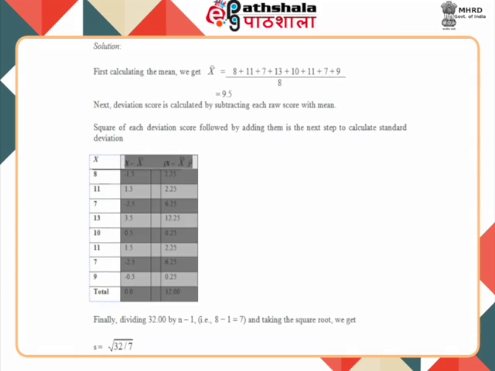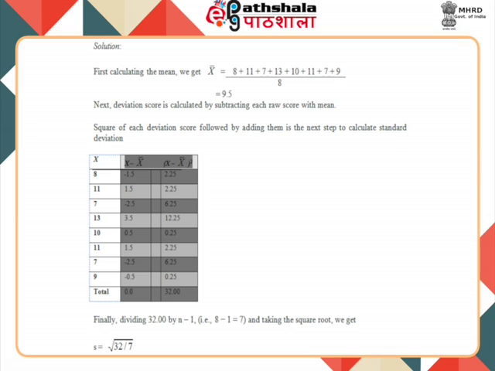Let's do an exercise to understand. Given are the scores obtained by 8 students in their psychology class. Let's calculate the standard deviation of the scores. To calculate the standard deviation, first we need the mean of the given scores, which is the sum of all the scores divided by the total number of observations.